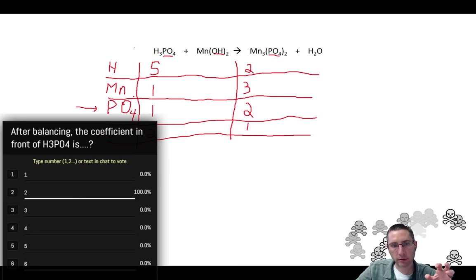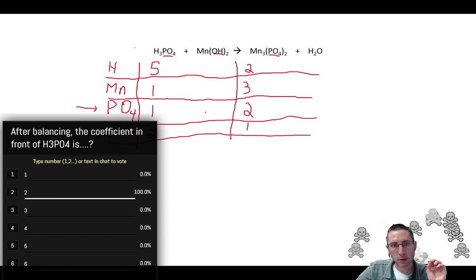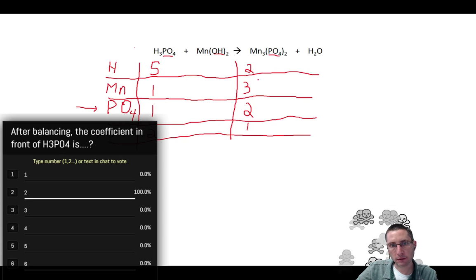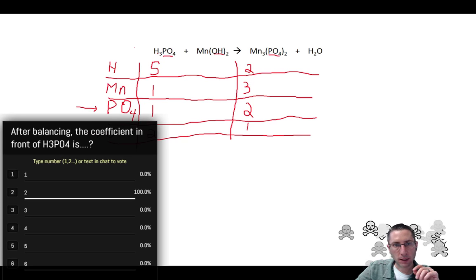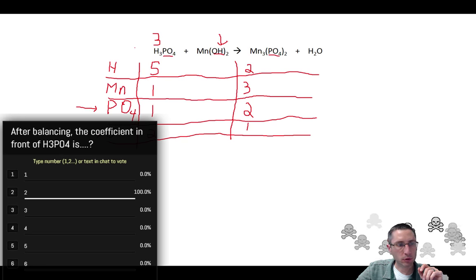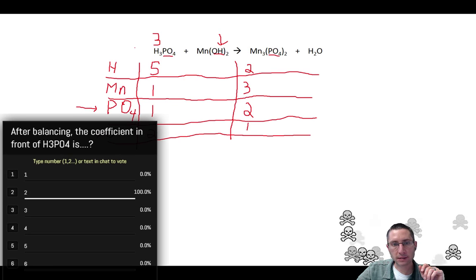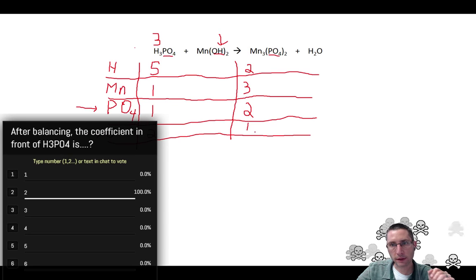There's a single PO4 unit on the left. There's 2 of those PO4 units on the right. There's 1 manganese on the left, 3 manganese on the right. There's 5 hydrogens on the left, 3 from this phosphoric acid, 2 from this compound, for a total of 5. And then the oxygens, the non-phosphate oxygens, I should say, 2 on the left, 1 on the right.